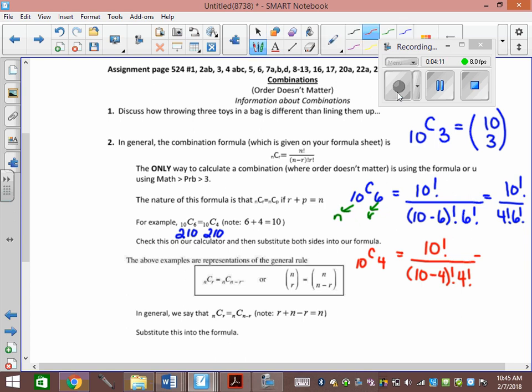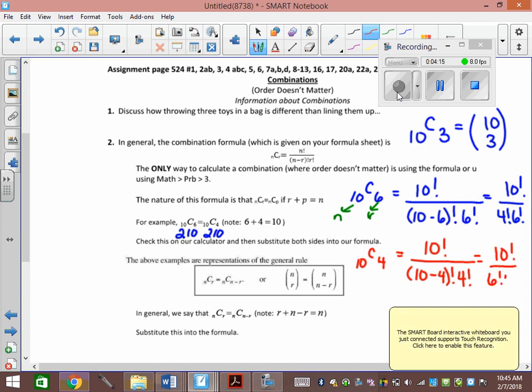10C4 equals 10 factorial over 6 factorial times 4 factorial. Are they the same? If you have 6 factorial times 4 factorial in the denominator, or 4 factorial times 6 factorial, is it any different? Is 6 times 4 any different than 4 times 6? No, putting a factorial on it isn't going to change the game. So that's the reason why.